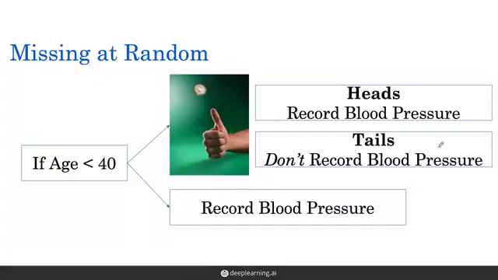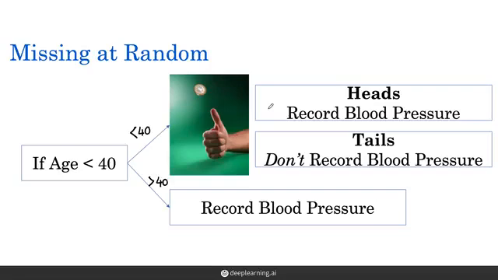Let's take missing at random. Here's the scenario we're working with. So patients come in and the doctors are going to always measure blood pressure if the age is greater than 40. But if the age of the patient is smaller than 40, then the doctor is going to flip a coin. If the coin comes out to heads, they will record blood pressure. If not, they won't record blood pressure.